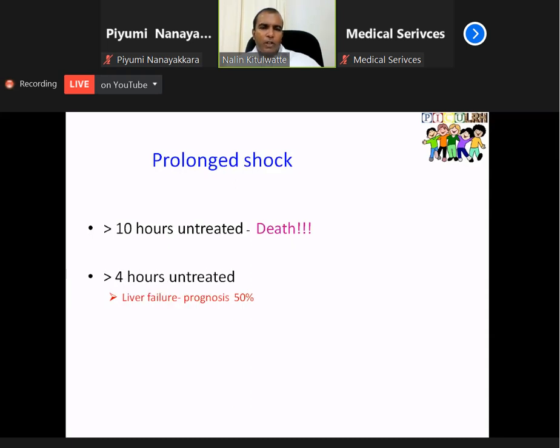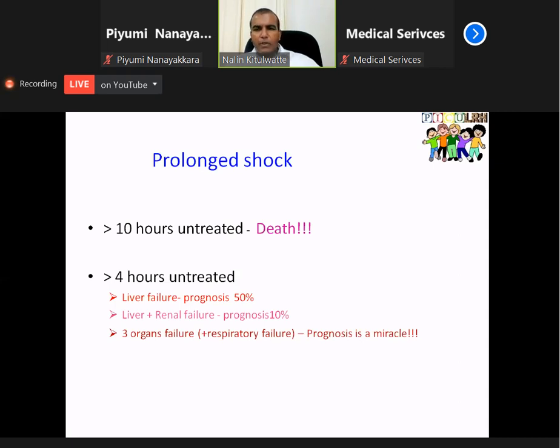More than 4 hours untreated with liver failure, prognosis is 50%. With liver plus renal failure, prognosis is 10%. With 3 organ failures plus respiratory failure, prognosis is a miracle. So that is very, very important. That's why we have to detect shock, and if possible prevent shock, to avoid organ dysfunction and death.